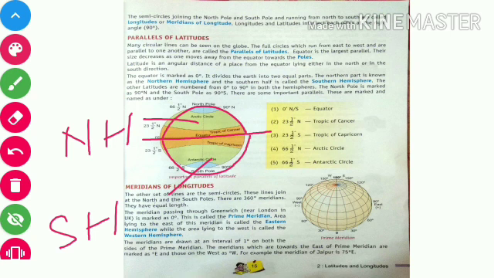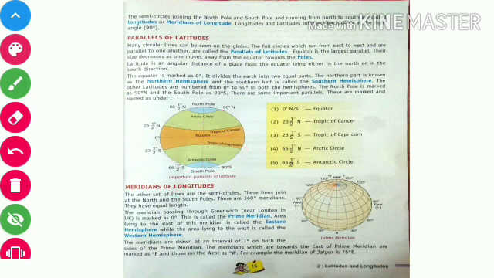The other latitudes are numbered from 0 degree to 90 degree. You can see this is 0 degree at the equator, and this is 90 degree at the pole. The other latitudes are numbered from 0 to 90 degrees.